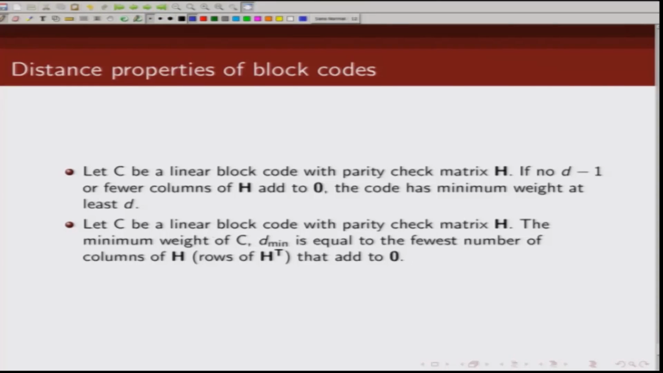The second statement that we can make is, if there is a linear block code C with parity check matrix H, then the minimum weight of this linear block code C, d min, is equal to the smallest number of columns of this H matrix whose vector sum adds up to 0. Thank you.